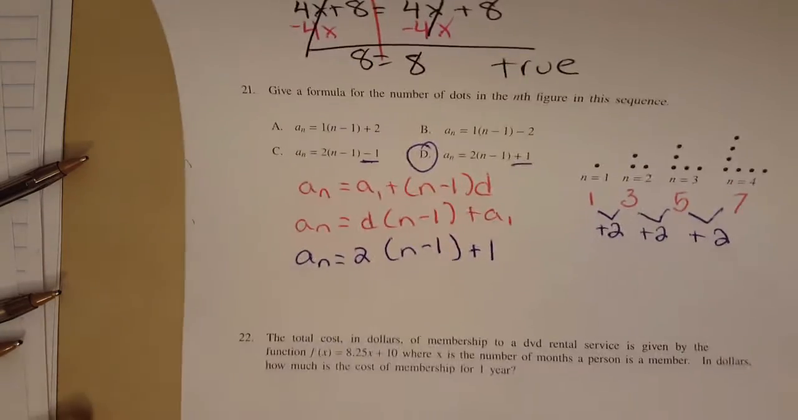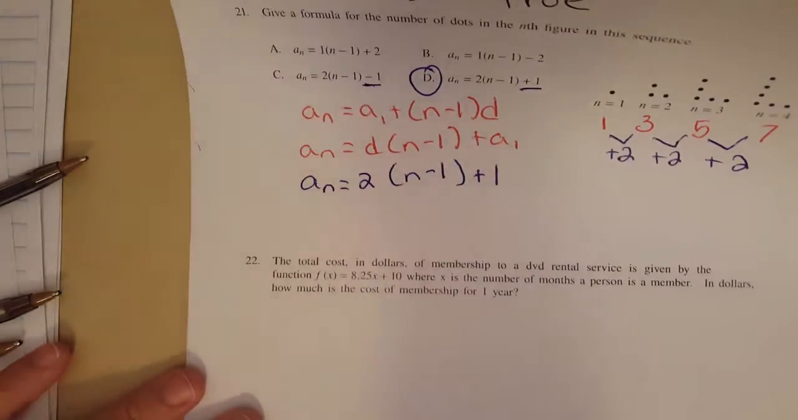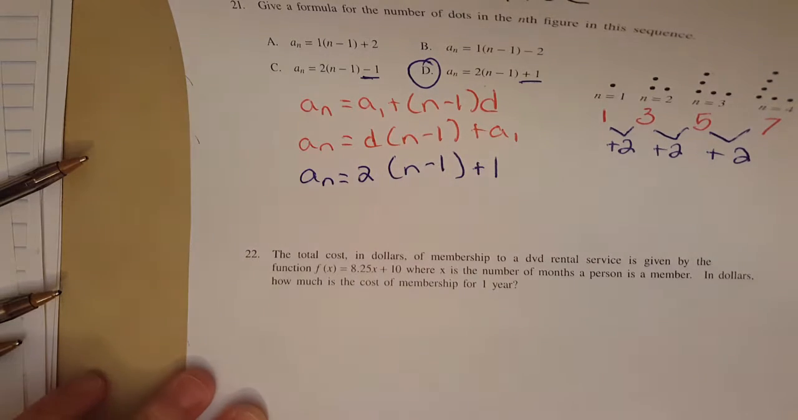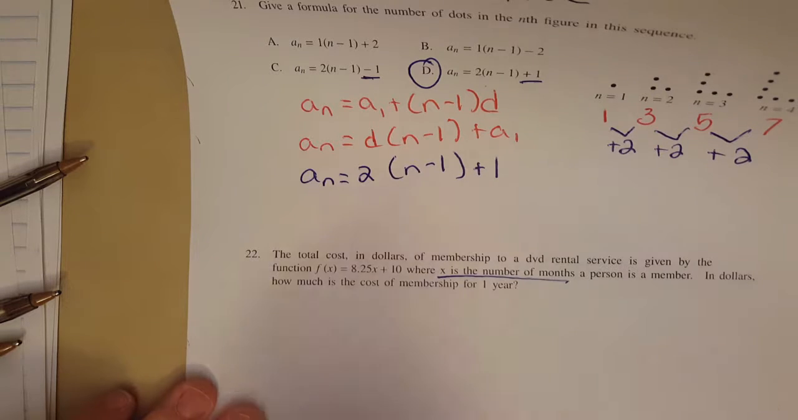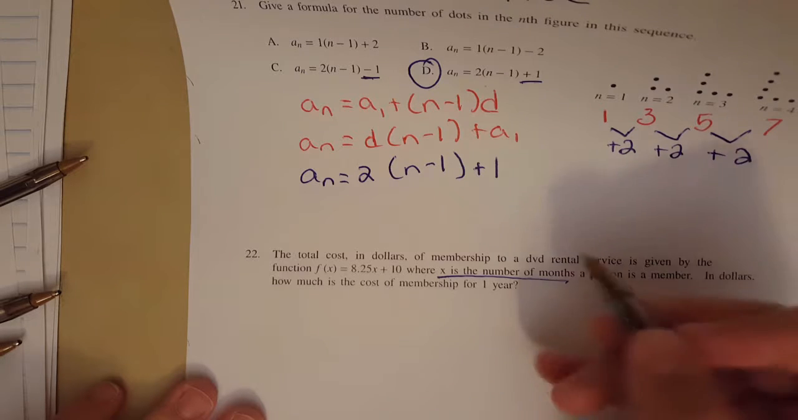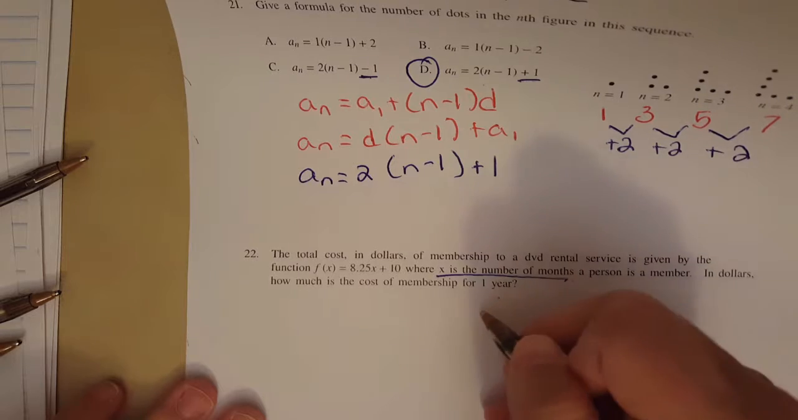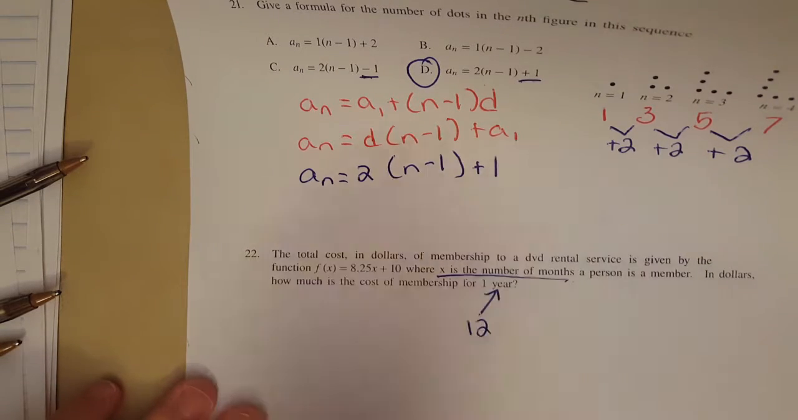All right, number 22 here. The total cost in dollars of membership to a DVD rental service is given by the function f of x equals $8.25 times x plus 10, where x is the number of months a person is a member. In dollars, how much is the cost of membership for 1 year? Well, up here we're talking about months. Now we're talking about a year. 1 year is 12 months.